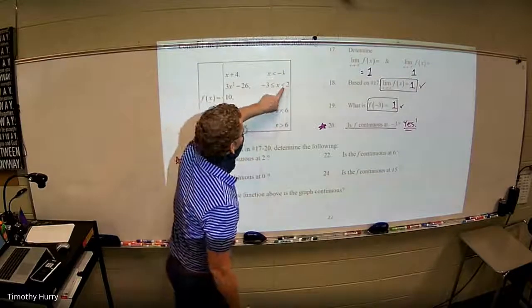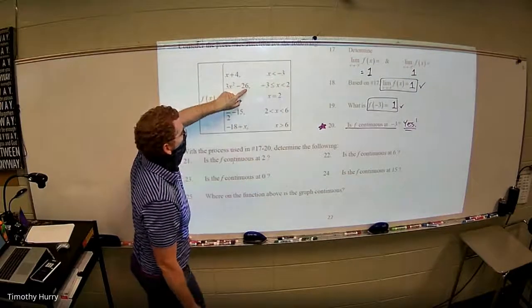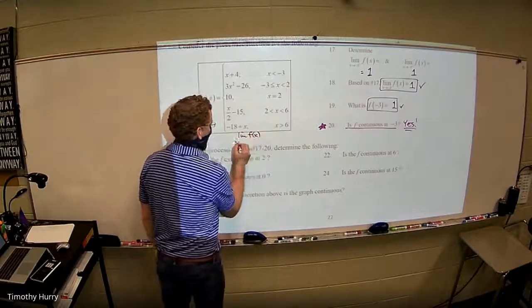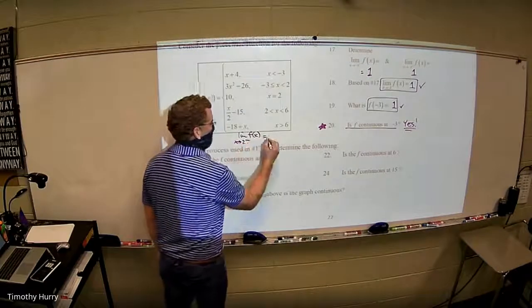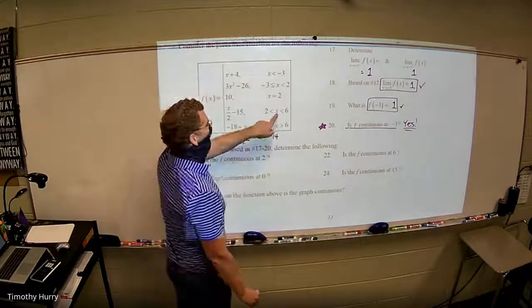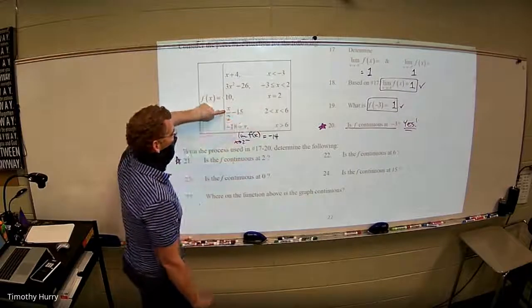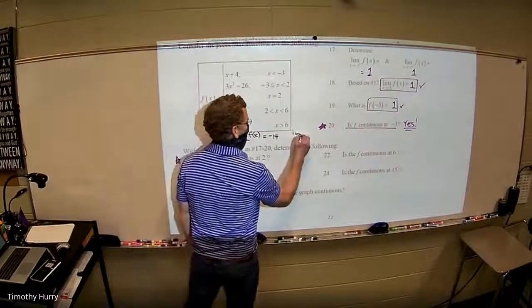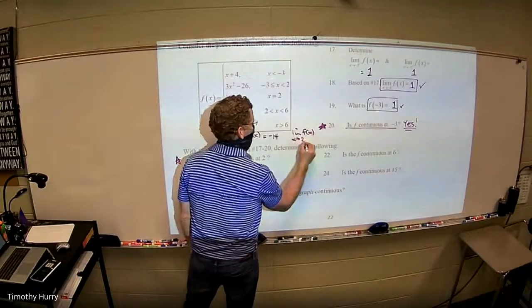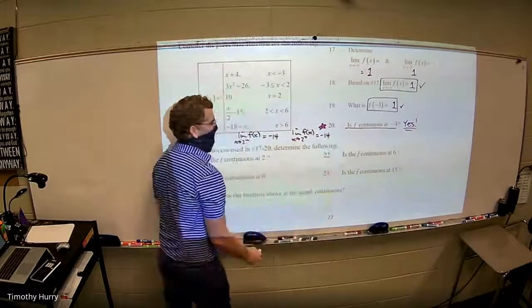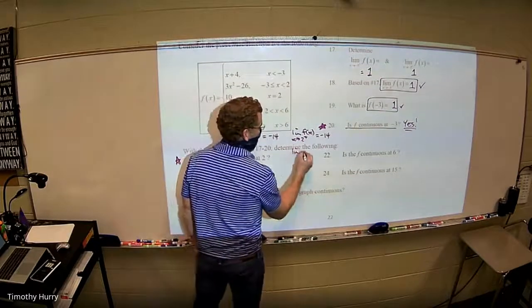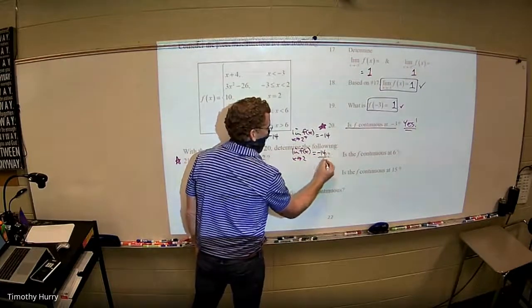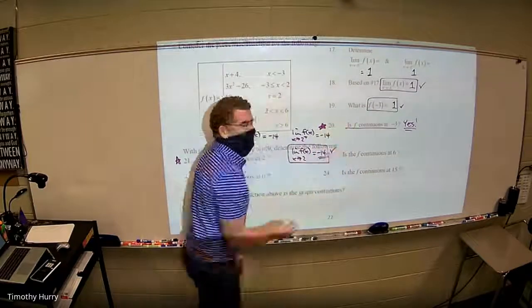From the left of 2, I get 12 minus 26 is -14. So the limit of the function as x approaches 2 from the left is -14. From the right side of 2, plug a 2 in there. 2 over 2 is 1. 1 minus 15 is also -14. The limit of the function as x approaches 2 from the right side is also -14. So the limit of the function as x approaches 2 exists because it's the same from the left and the right. That is my first check.